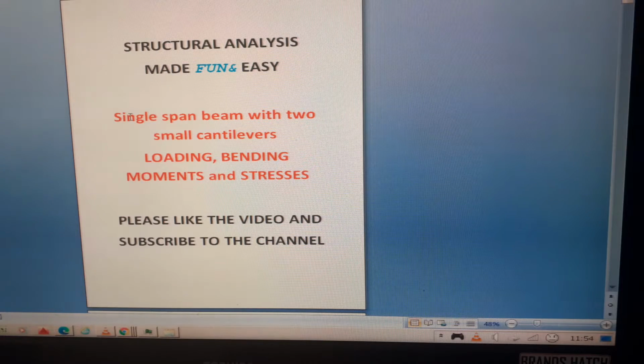We're going to do a single span beam with two small cantilevers, and we're going to look at the moments and the loadings. This question is really about the relationship between loading on the beam, bending moments, and the resultant bending stresses on the section. We're also going to look at moments of inertia, which I've covered in another video, and stresses resulting from bending moment, which is engineer's theory of bending.